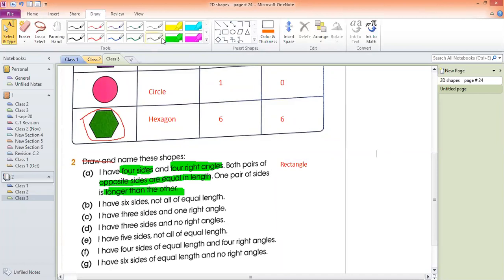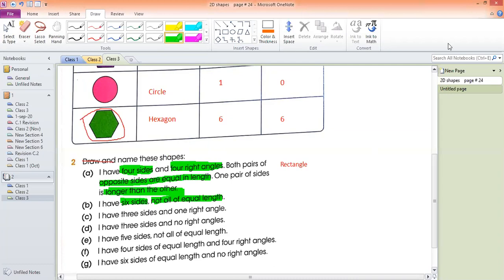Coming to the next, guys. I have 6 sides. Which 2D shape has 6 sides? Hexagon. You said it is hexagon. I will read it further. Not all of equal length. Tell me what should be the answer. Tell me in the chat.